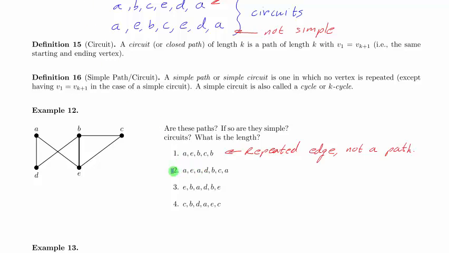And then looking at the second one, there we're told to go from A to E to A. Well, that's already a problem. D, B, C, and then we have another problem. We can't go from C to A. So there are two issues. We have a repeated edge, and we're told to move between two vertices that are not neighbors. They're not connected to each other.